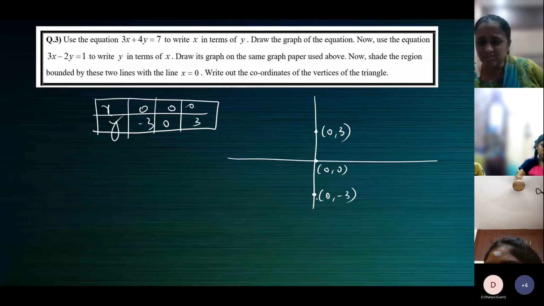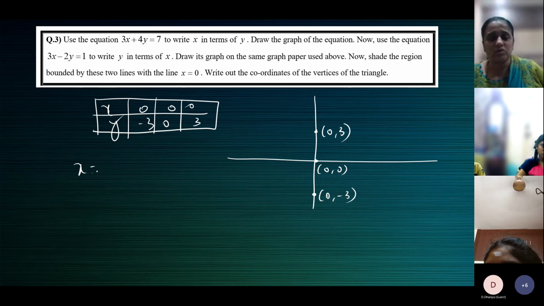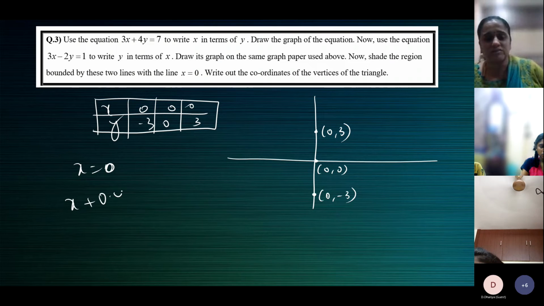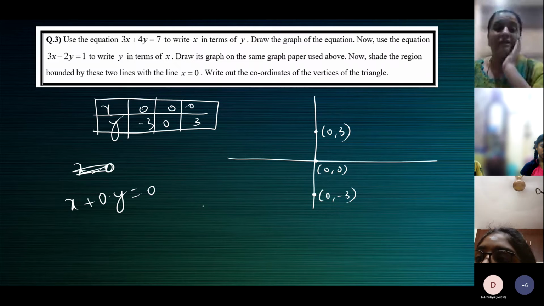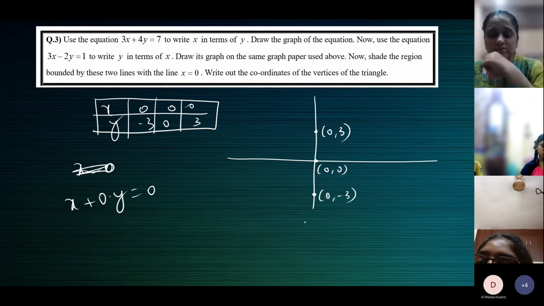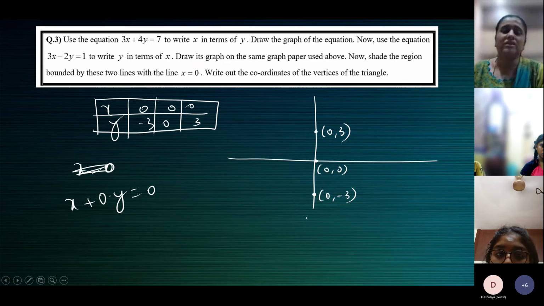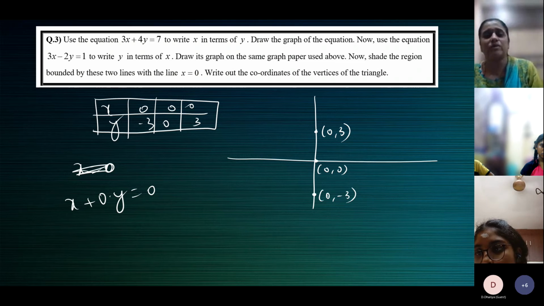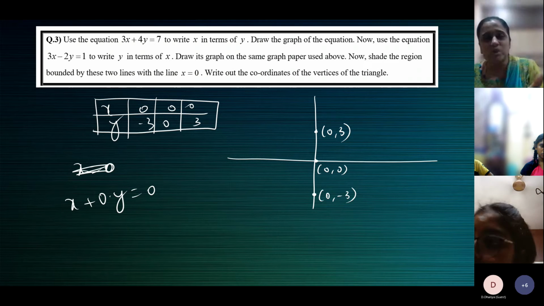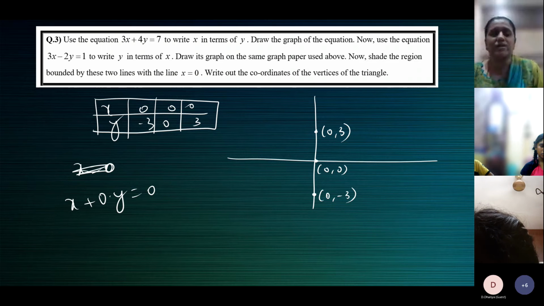Now, do we need to join these 3 points? No. The points lie on the y-axis. So x is equal to 0, or x plus 0y is equal to 0, is a straight line in the Cartesian plane. And to obtain the straight line, we plotted the 3 points. Now you took your scale and pencil and wanted to connect these 3 points, but you see that they are already connected by the y-axis.